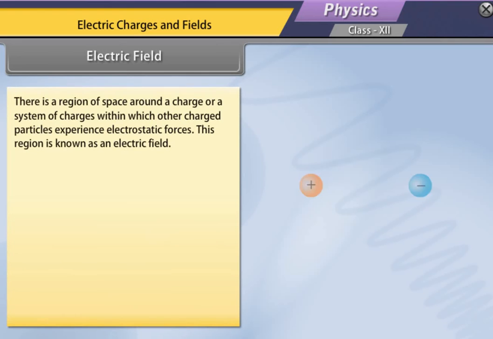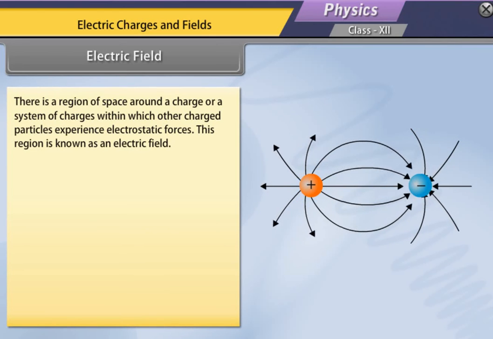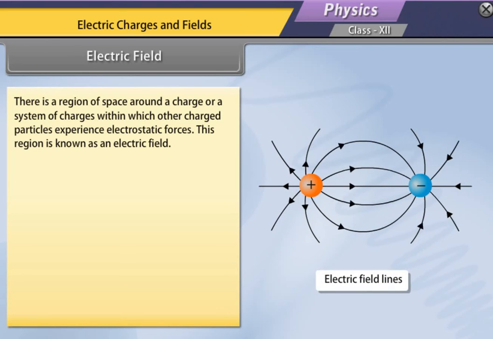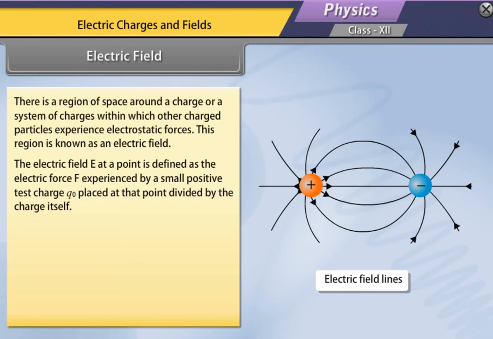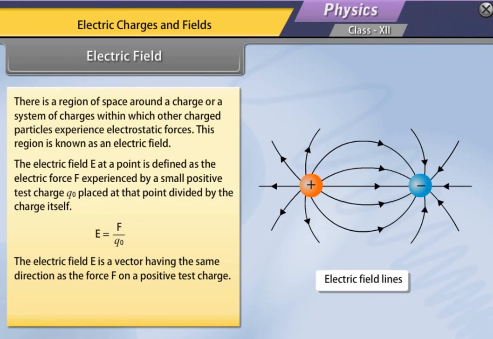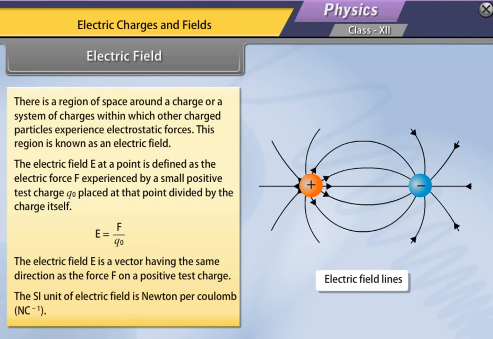Electric field. There is a region of space around a charge or a system of charges within which other charged particles experience electrostatic forces. This region is known as an electric field. The electric field E at a point is defined as the electric force F experienced by a small positive test charge Q0 placed at that point, divided by the charge itself. E = F / Q0. The electric field E is a vector having the same direction as the force F on a positive test charge. The SI unit of electric field is Newton per Coulomb.